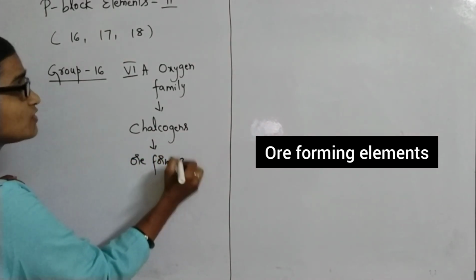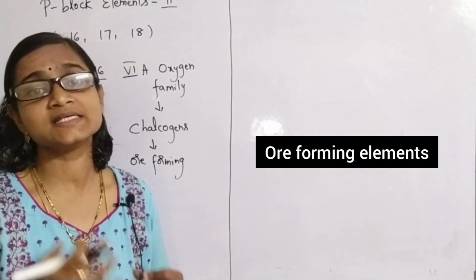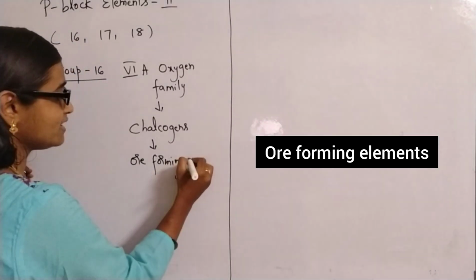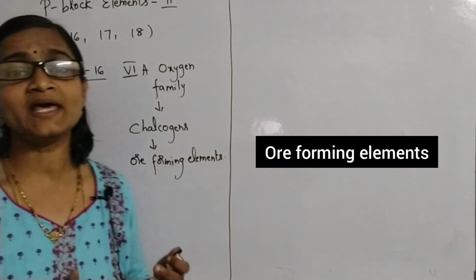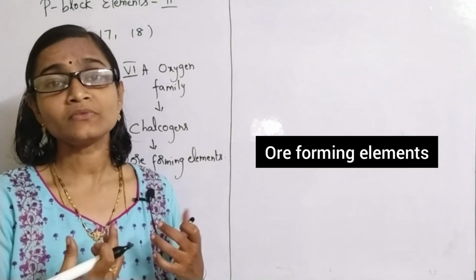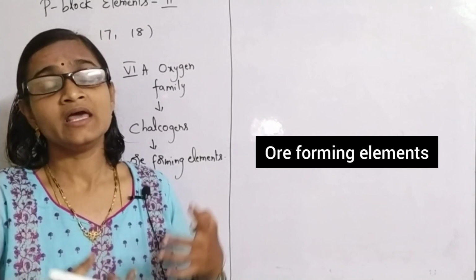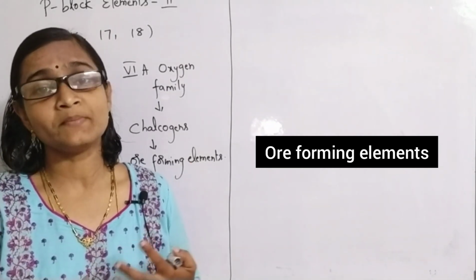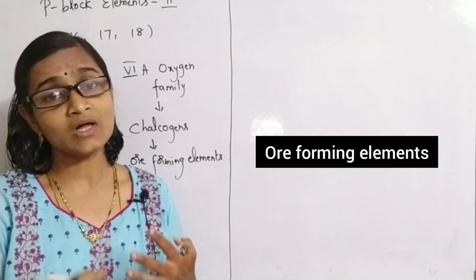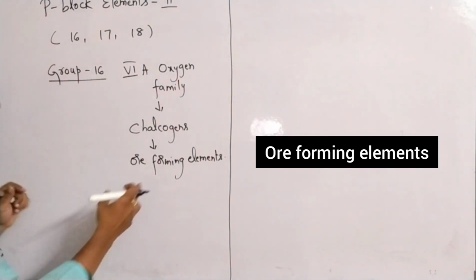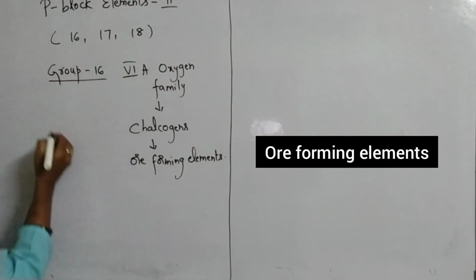Most of the elements of 6A group are meant for forming certain metallic ores. They exist in the form of ores. I think you have an idea about ores. Ores are the substances from which metals can be extracted economically and profitably. Without any economical loss, if the maximum extent of metal can be separated, then that substance is called an ore. So chalcogens are ore forming elements.